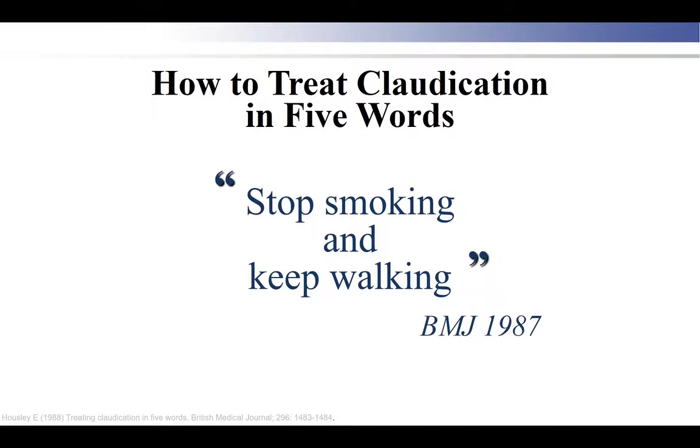And unfortunately, it has taken quite a bit of time for us to get with the cardiologists in terms of risk factor management. And therefore, it's a great pleasure to be able to tell you today: look for PAD in your patients and treat them really aggressively.